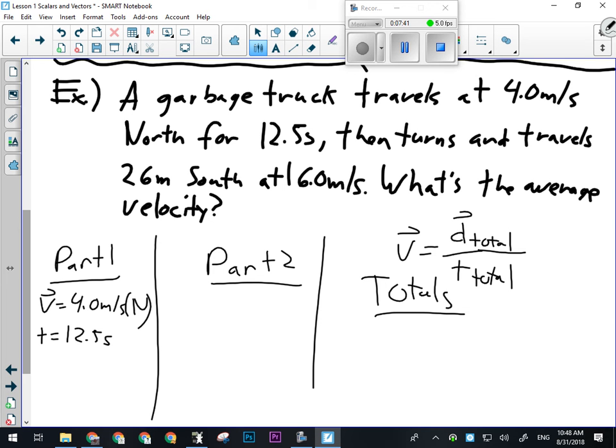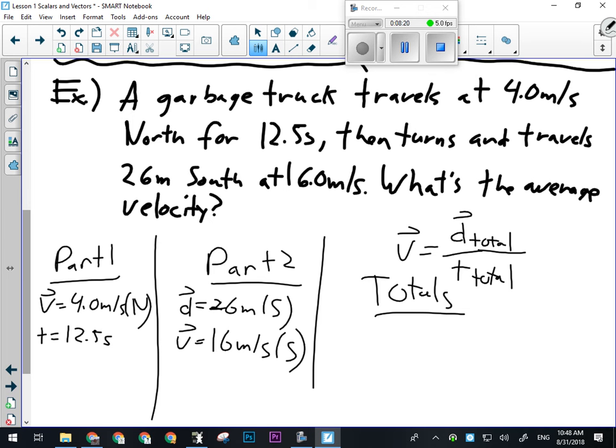For part two, it travels 26 meters south, so that's a displacement, 26 meters south, and it does that at 16. Sorry, that's a 16. If you used 6, you're going to get a slightly different answer than me, but it's 16 meters per second. And that's also south, and that's all I'm given for part two. Now, if I want to calculate average velocity, I need the total displacement and the total time. I don't have the displacement for part one and I don't have the time for part two, but can I calculate them?